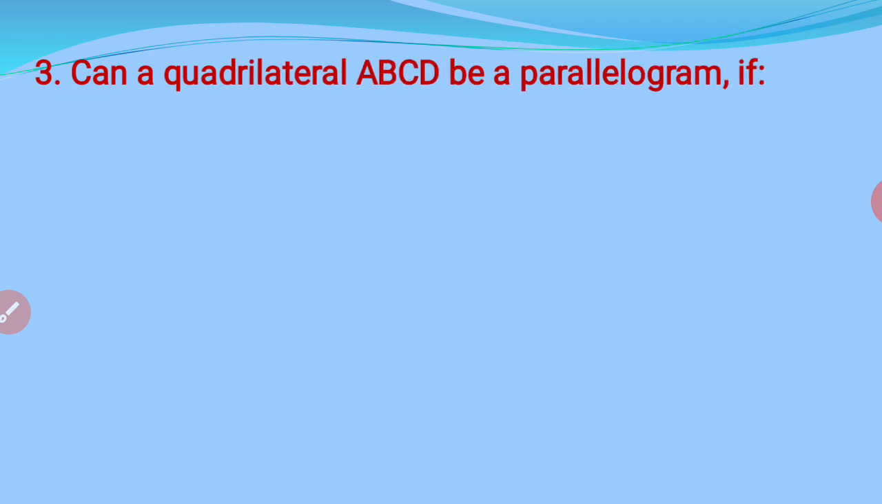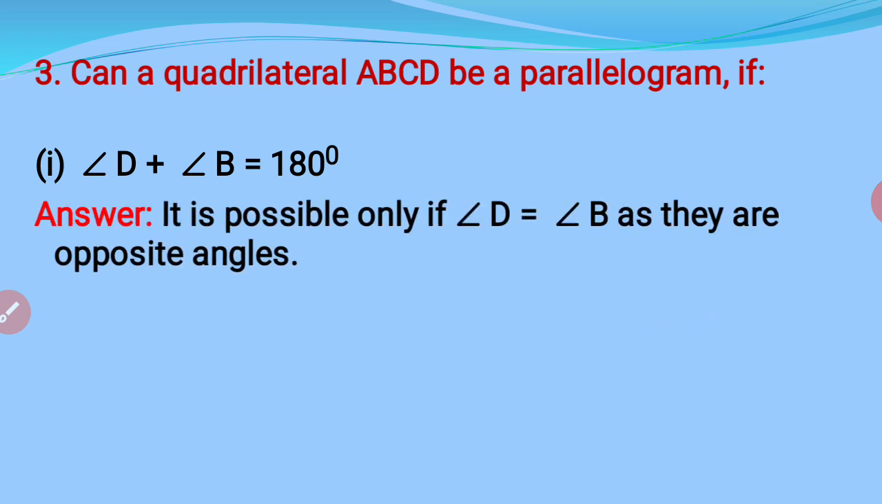Can a quadrilateral ABCD be a parallelogram if angle D plus angle B is equal to 180 degrees? Now the statement is, it is possible only if angle D and angle B are opposite angles. If they are equal, because they are opposite angles also.